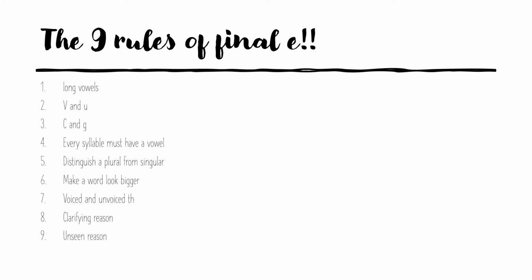And number 1, the long vowels. That one's pretty common. People have been taught that for many years. Sometimes we call that bossy E, magic E, split digraph, V and U, C and G, and every syllable must have a vowel. But some of the others I actually had never thought about, particularly number 7. So let's work through each one at a time.